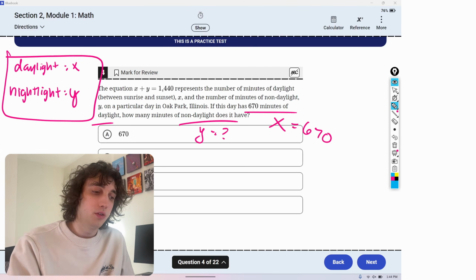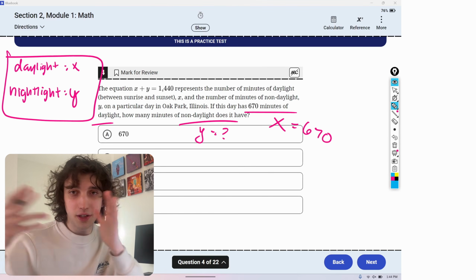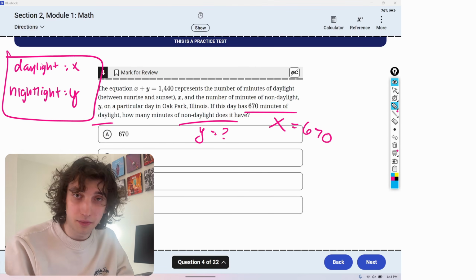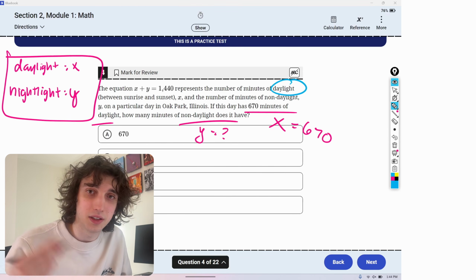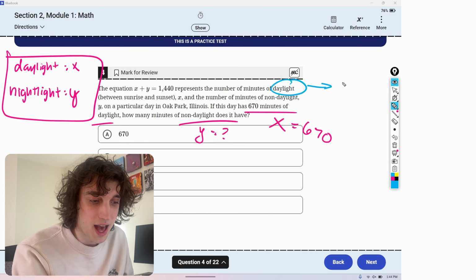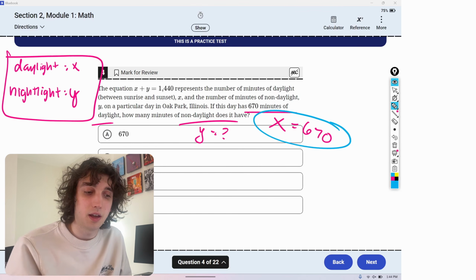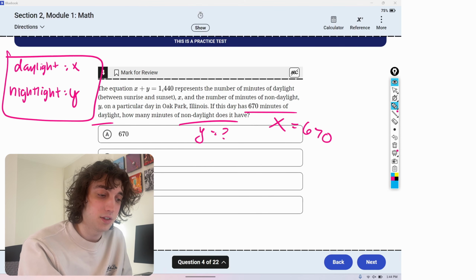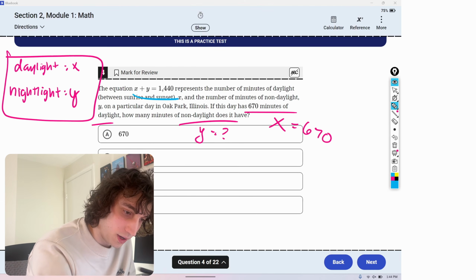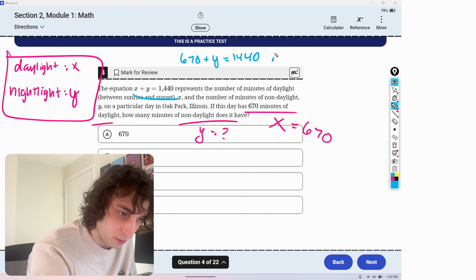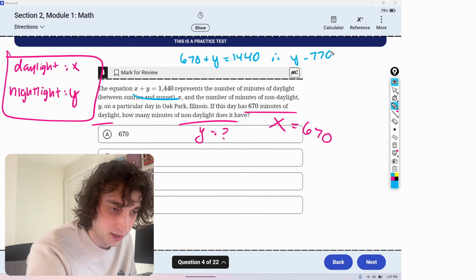So what is y? You want to think about translating your English into math, and what this means for a problem like this is translating the word daylight into the variable x. So that when you read 670 minutes of daylight, you immediately identify that that means x equals 670. And when you're asked to solve for minutes of non-daylight, you immediately realize you're solving for y. So then we take this equation, we say 670 plus y equals 1440. And when we solve for y, we get y equals 770.